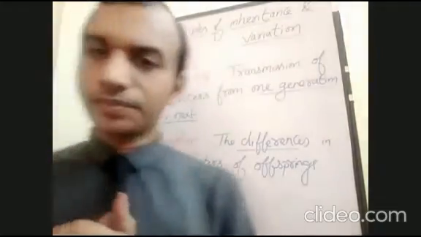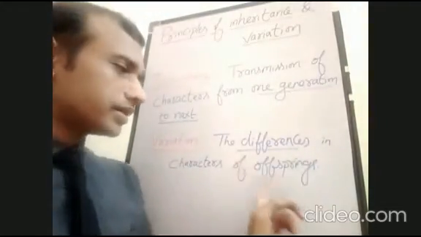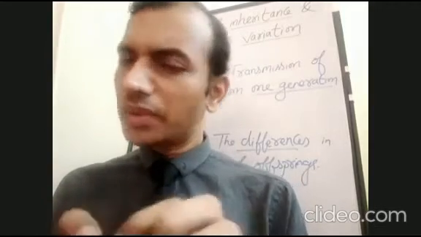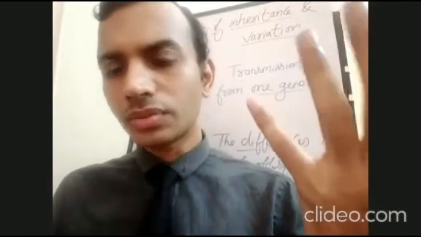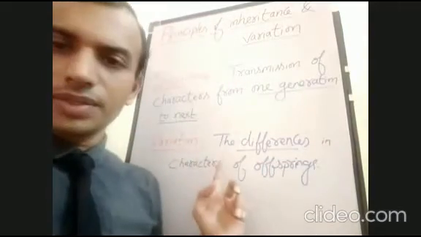Next, variation. The differences in characters of offsprings that we observe are called variations. So when you see these new organisms which are being born, you can see that each offspring, when you compare to the other, is not exactly the same. There will be some variations. Even when you compare the offspring with the parents, there will be variations. So these kinds of differences, from one offspring to another or from offspring to parent, are what we call variations.